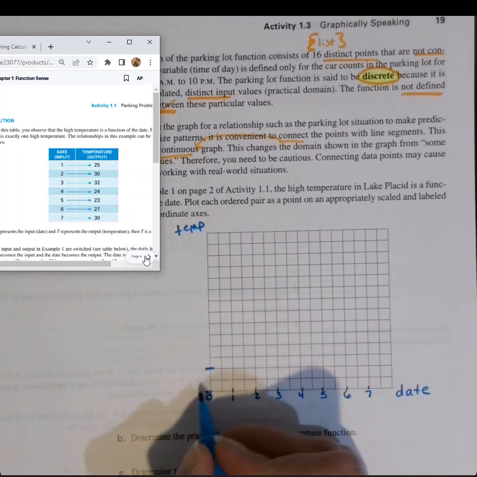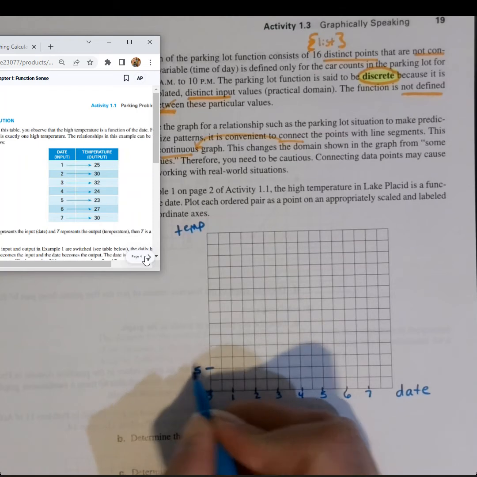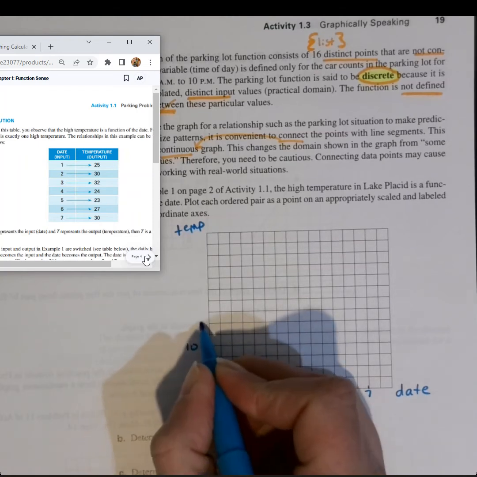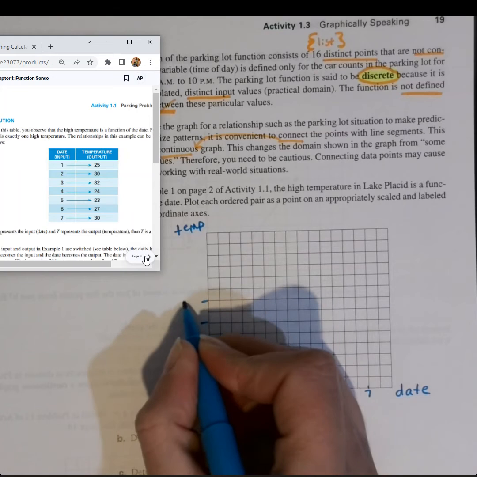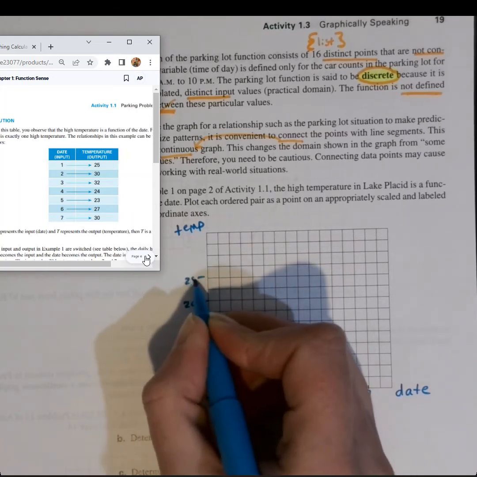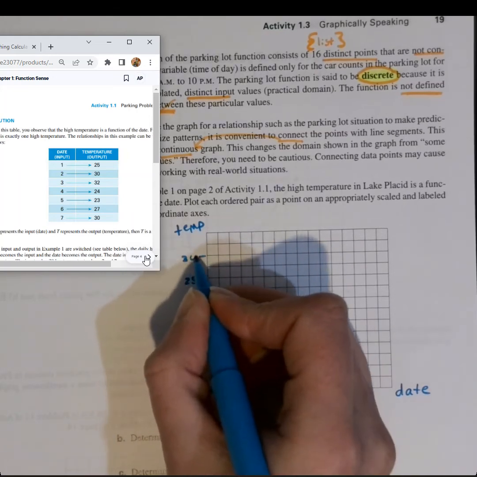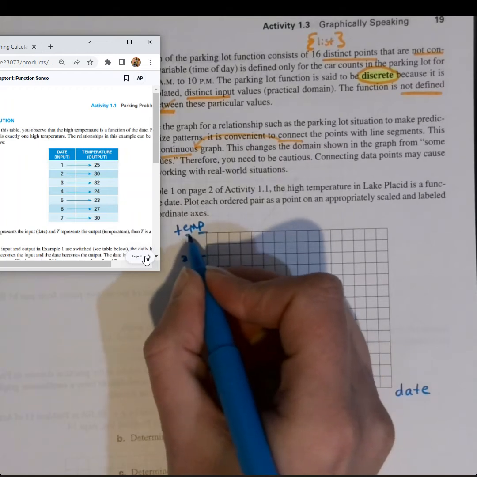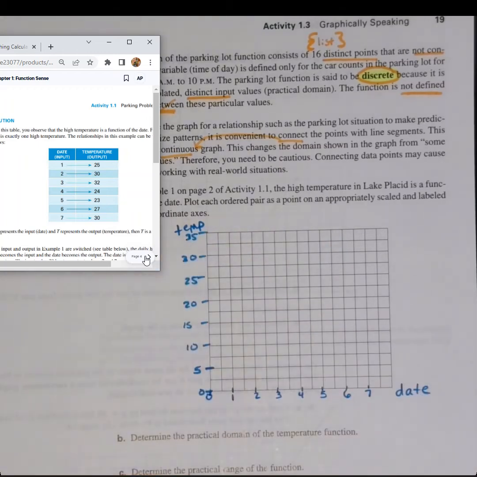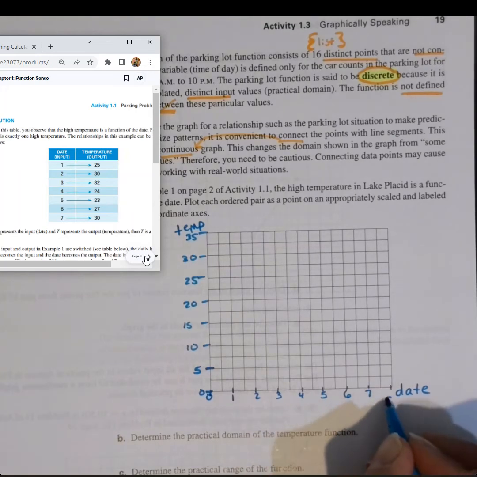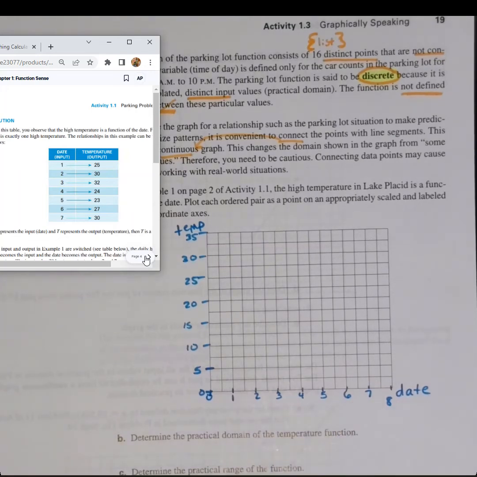So 0, 5, 10, 15, 20, 25, 30, 35. All right. And I guess I could label 8. I don't need it, but I can label the last one there as well. Okay, so let's start graphing.